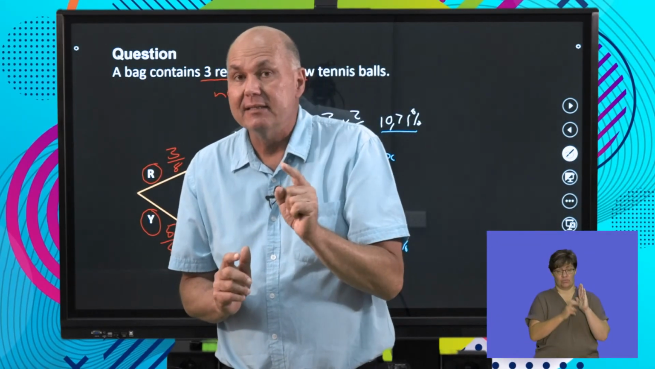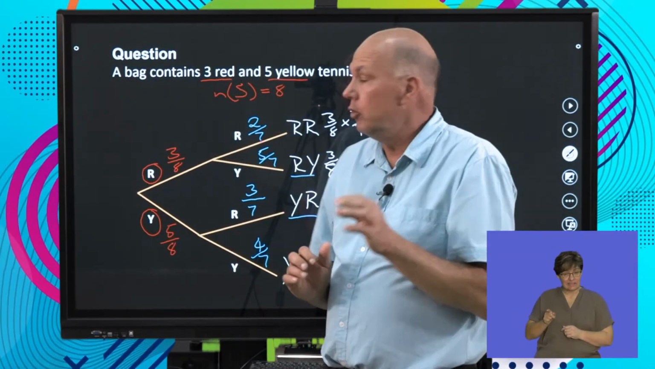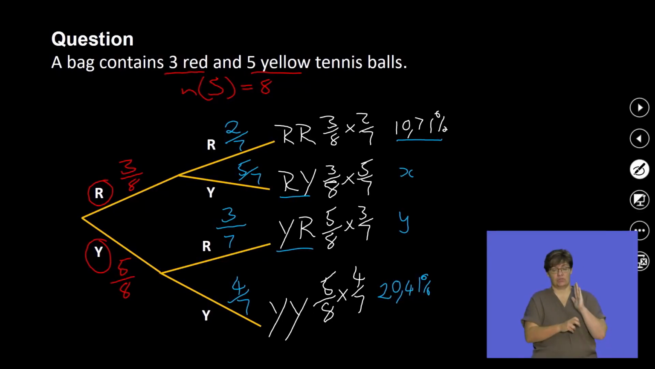But in this case, we're going to use the addition rule for the ones that are the same. So let's do that first. And I'm just going to find some space. 10.71 and 20.41. I hope I can remember those as I find myself some more space.